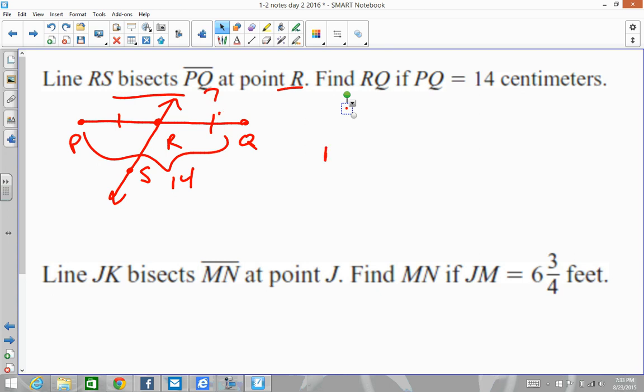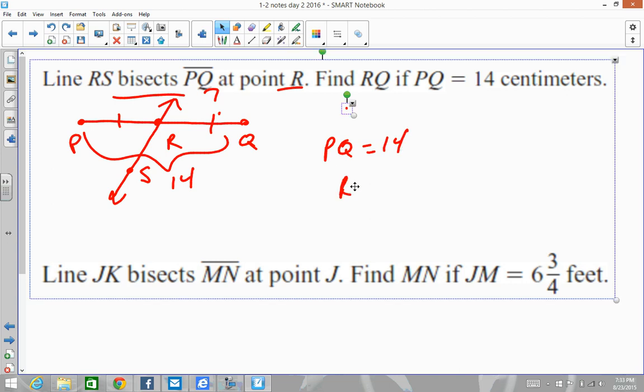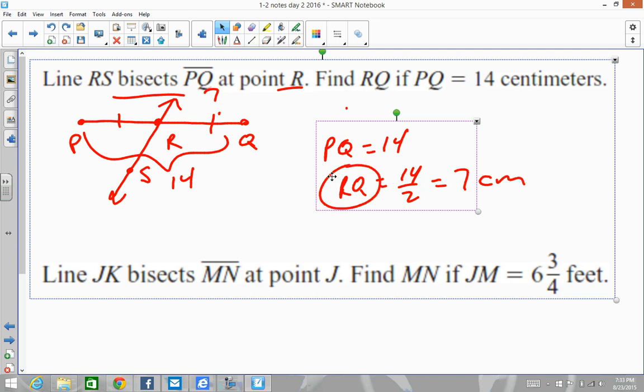So PQ is equal to 14. RQ is equal to 14 divided by 2. So it's 7 centimeters. We want to write this and this. No bars over the RQ because it's not necessarily a segment, it's just a distance. And we don't put a bar over a segment name when we're representing distance.